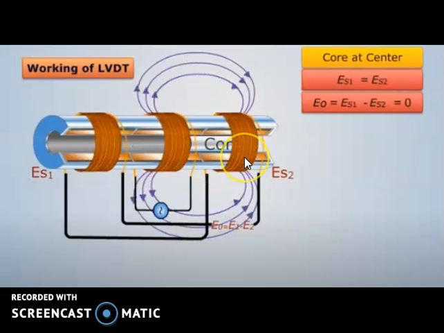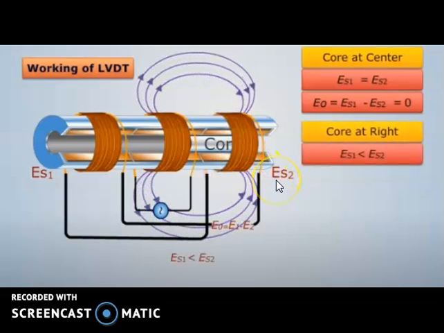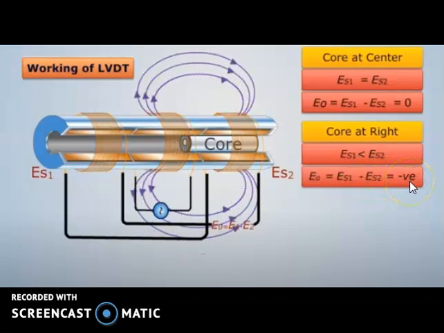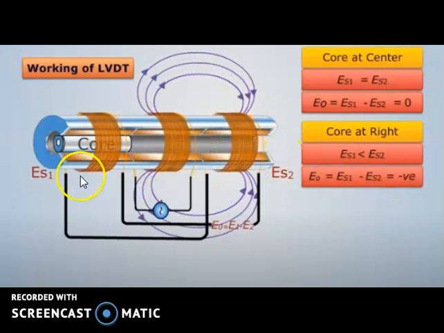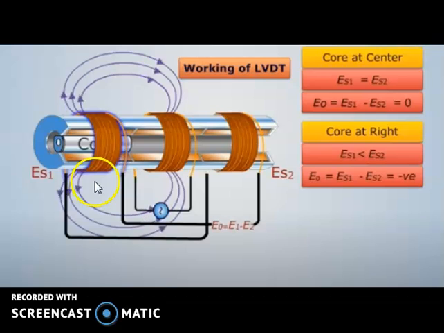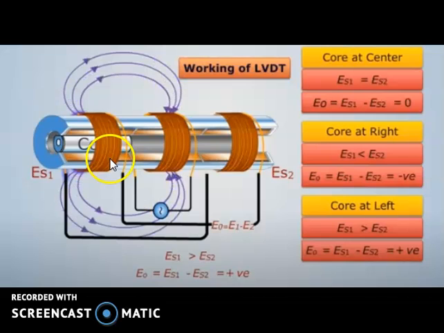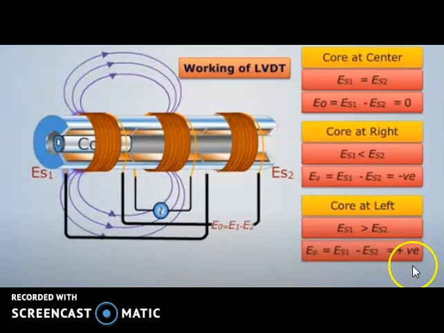Now if you move the core to the right, the EMF induced in the secondary coil, that is ES2, will increase. So this will be the condition: ES2 will be greater than ES1, and the net EMF shows a negative value. Similarly, if you move the core towards the left position, the EMF induced in the first secondary coil will be more. ES1 will be greater than ES2, and the net EMF will be a positive value.